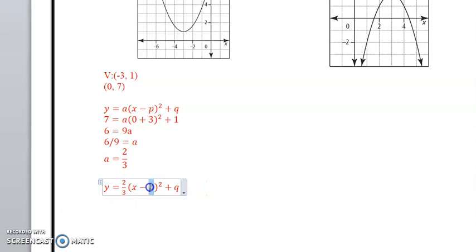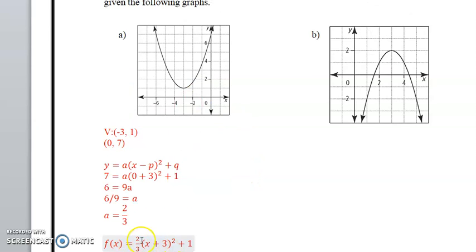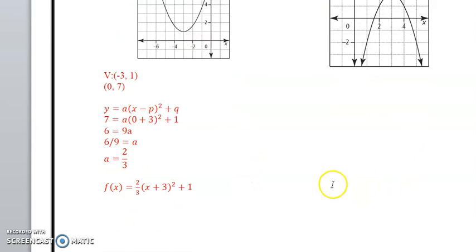Plug it in. Our p-value, remember, was -3. Minus minus ends up being +3. And our q value was +1. So here, what you see in the shaded is the equation. And again, if we want to put in the function form, we'll put f of x back in there, right? So there's your answer there. It's f of x equals 2/3 (x plus 3) all squared plus 1. Remember, the a value would be 2/3 because it opens upward. Be mindful of that. We'll do the same thing again with the second graph.